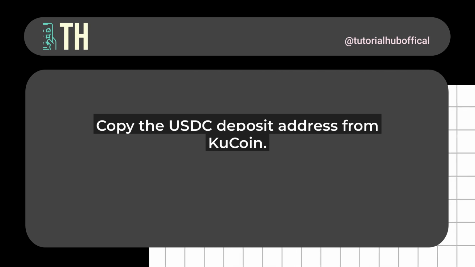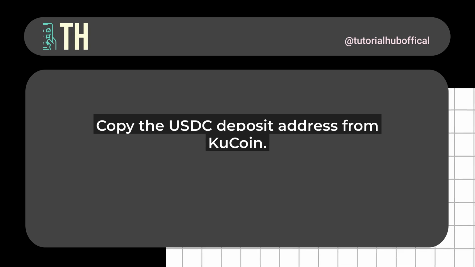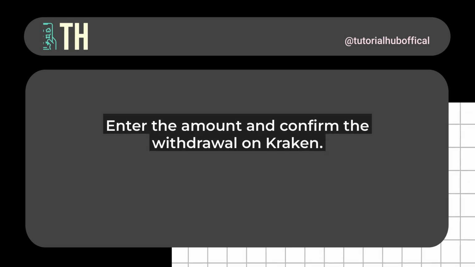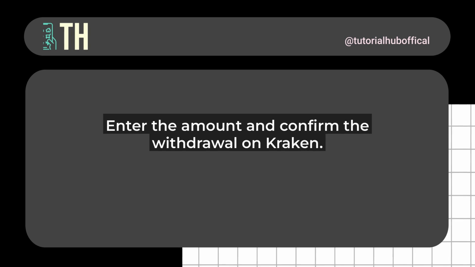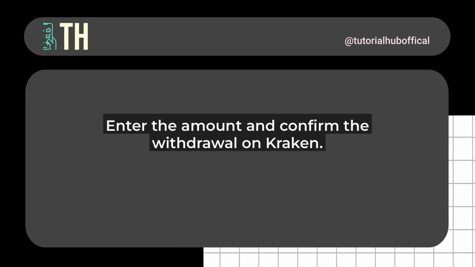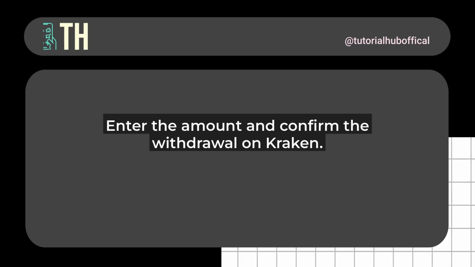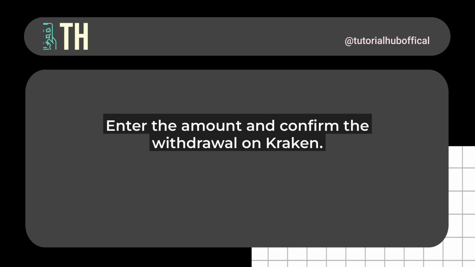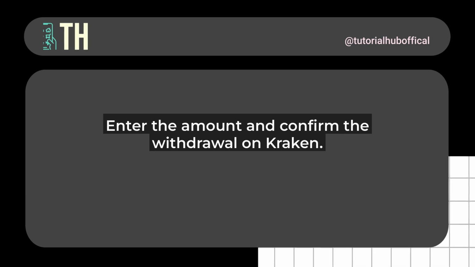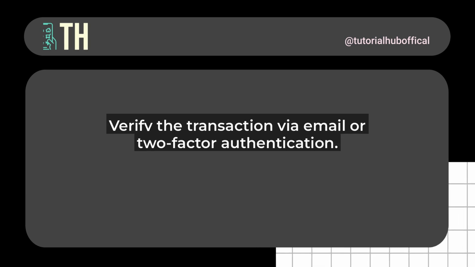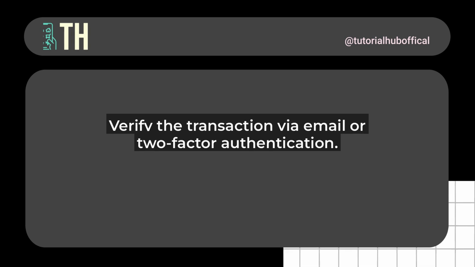Next, in the withdrawal page, you'll need to enter the destination address. This is crucial. Copy the USDC deposit address from your Kucoin account. Remember, USDC is typically on the Ethereum network, so ensure you're using the correct network to avoid any lost funds. Double-check that the address starts with the right prefix, like 0x, for ERC20 tokens.